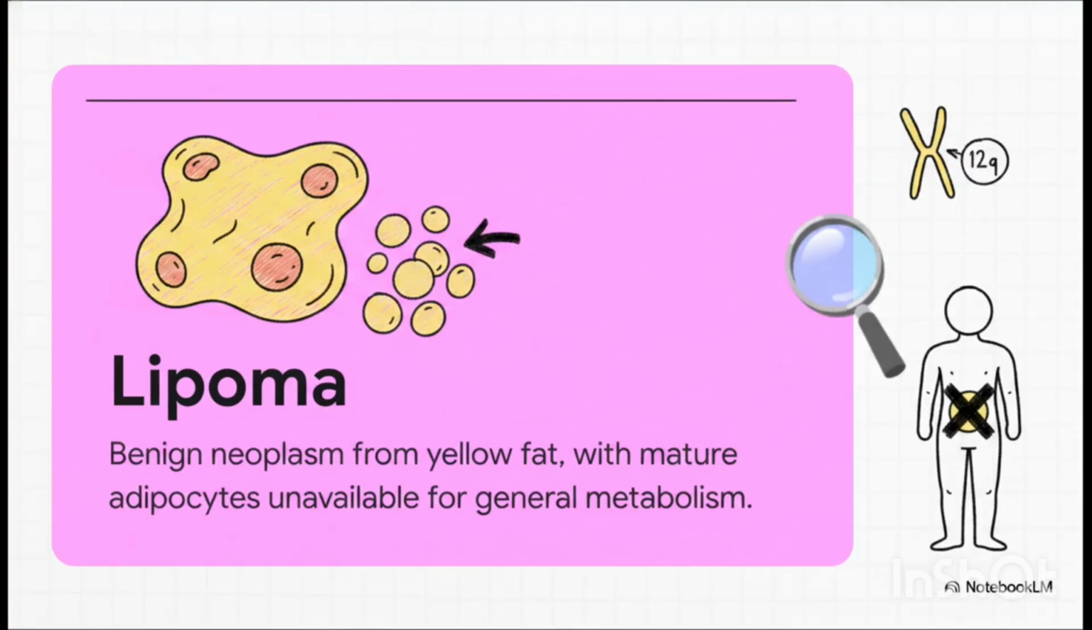So what exactly is a lipoma? At its core, it's a benign neoplasm that arises from yellow fat. Really, it's often a combination of neoplasm and hyperplasia. It's composed of mature adipocytes with uniform nuclei that look completely identical to normal adult fat under a microscope, and it carries a karyotype 12q change.